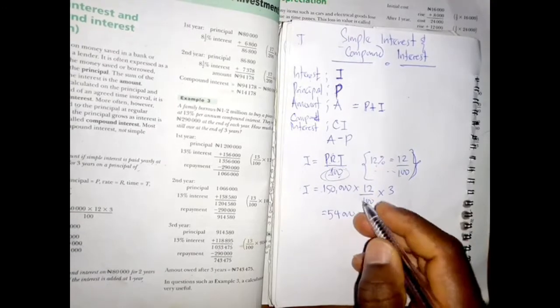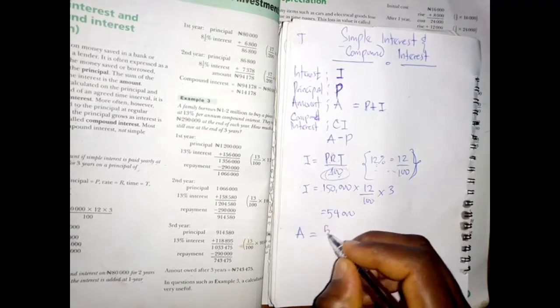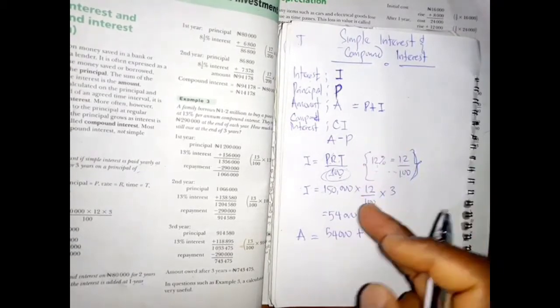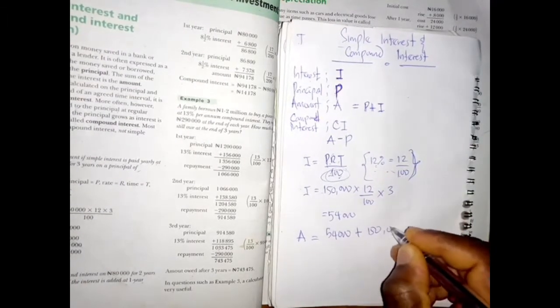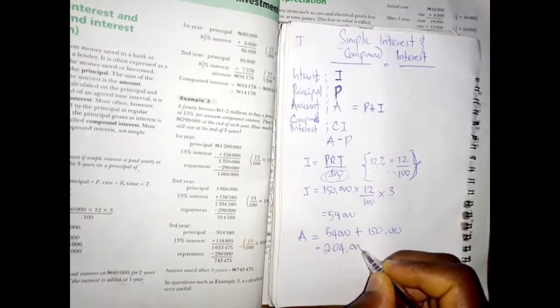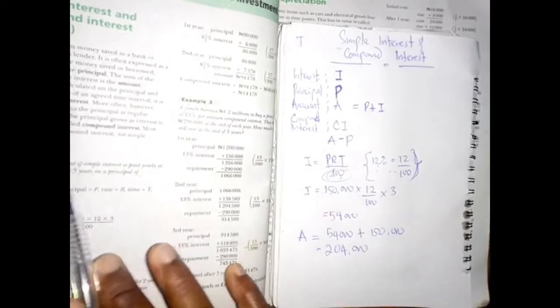So that gives you 54,000. But we have been asked to calculate amount, so our amount will be 54,000 plus our principal, which is 150,000. So that gives us 204,000.